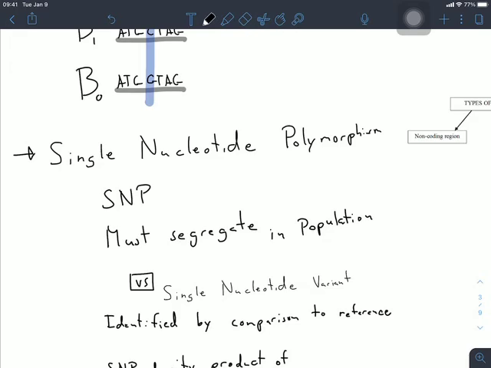That would be wild. Instead, we distinguish between SNPs, polymorphisms that segregate between the population, and variants that exist in particular tissues, single nucleotide variants. Variants are what we study when we study different viral infections or cancerous tissues, simply because they're not being passed down from generation to generation.